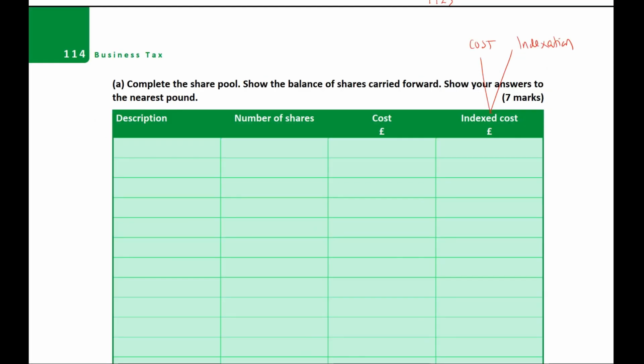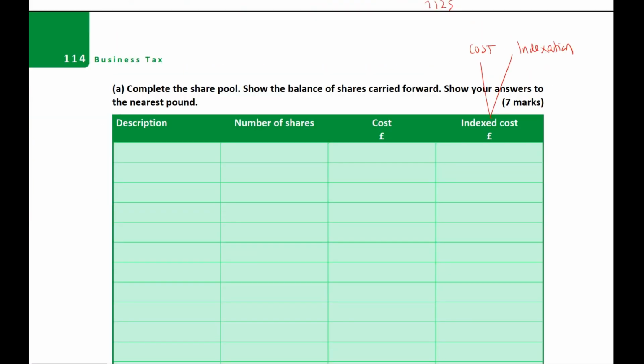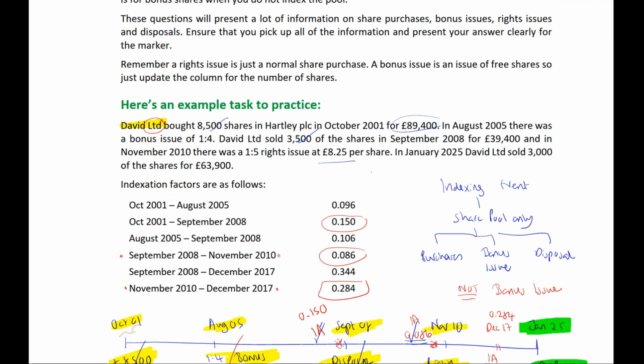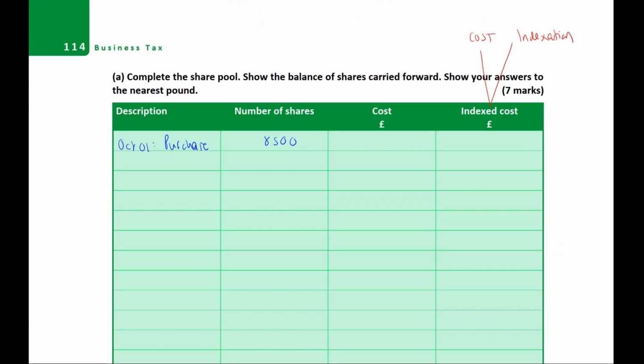So first thing then, according to my little instruction line, October 2001, I purchased 8,500 shares. So that's the first thing that I'm going to update in here. I'm just going to call it purchase. It's 8,500 shares. Then I'm looking for information in the question about what those shares actually cost, and it tells me 89,400. So the 89,400 cost updates the cost column, and anything I put in the cost column goes in the index cost as well, but that column has indexation added to the cost.